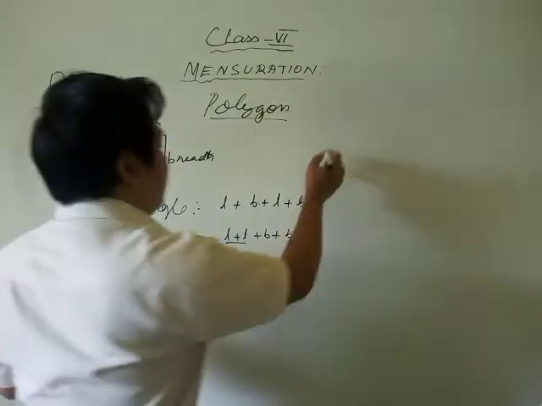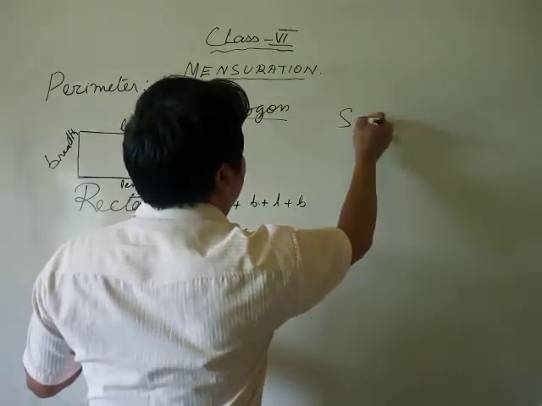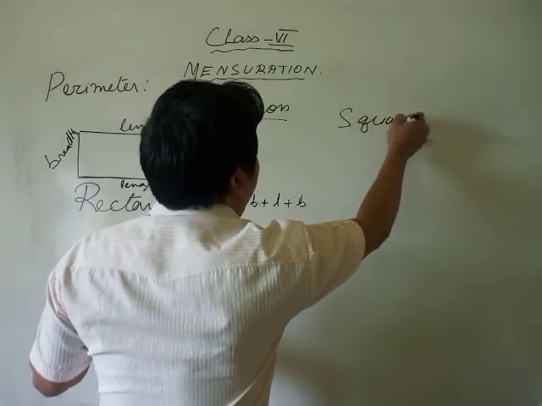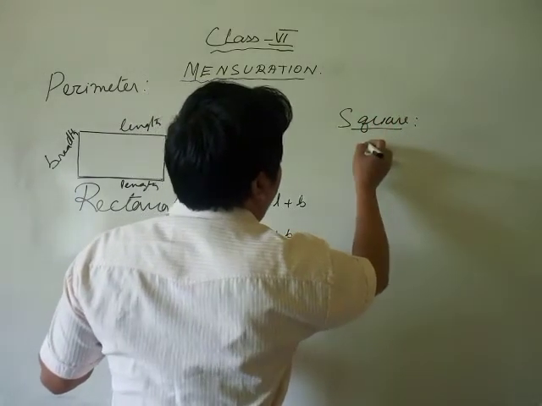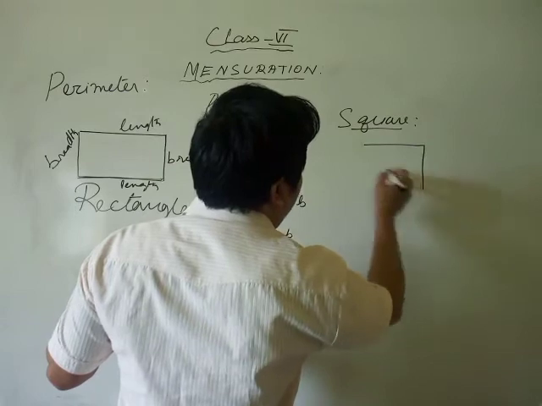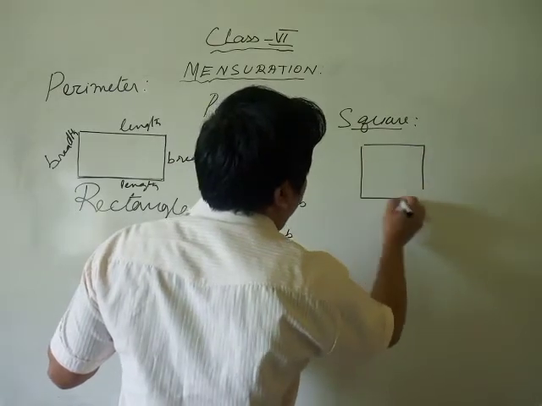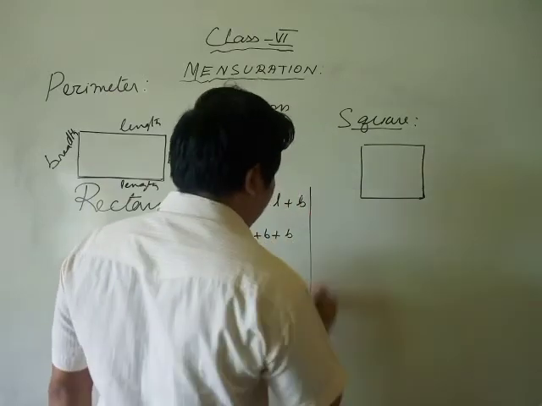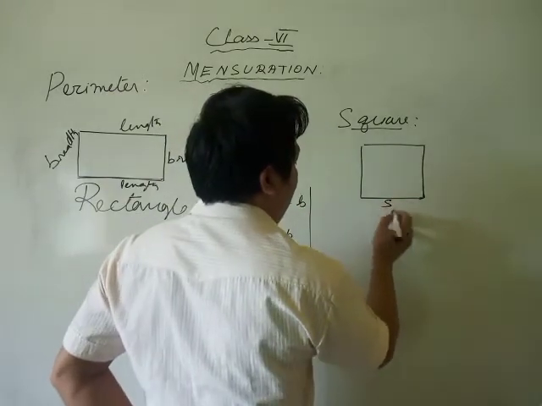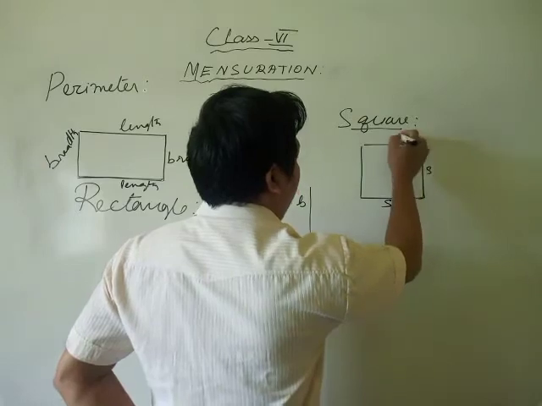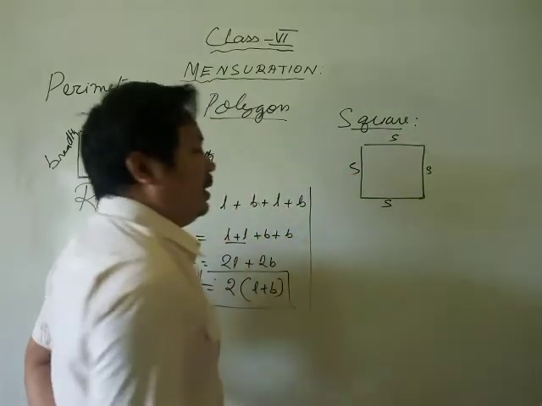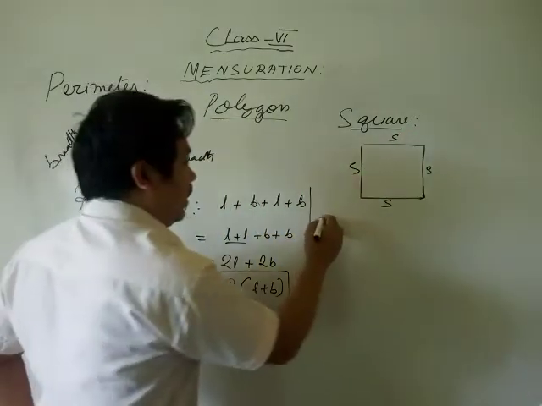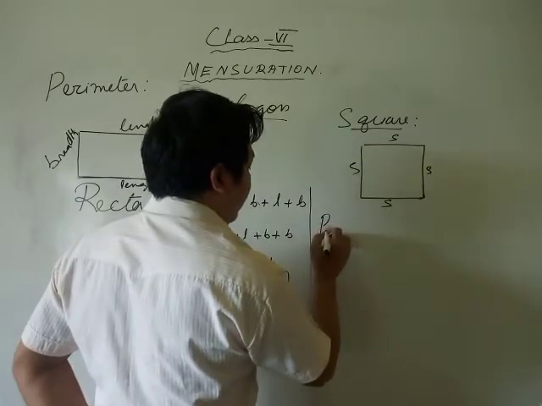And next, a square. The perimeter of the square. For example, a square looks like this. This is S. All the sides are the same in a square. Then the perimeter of the square.